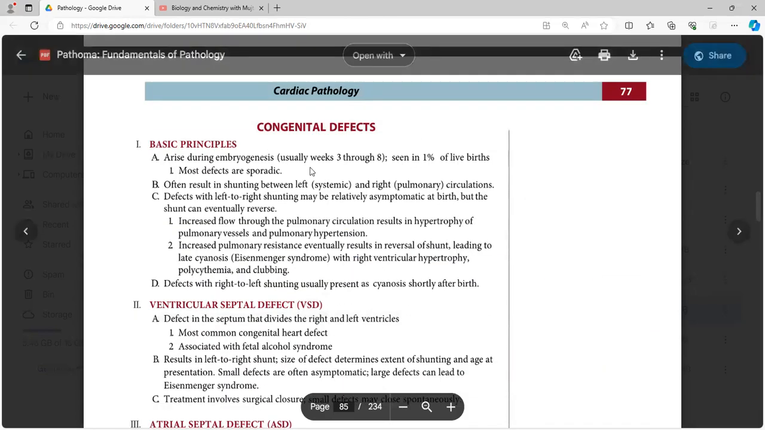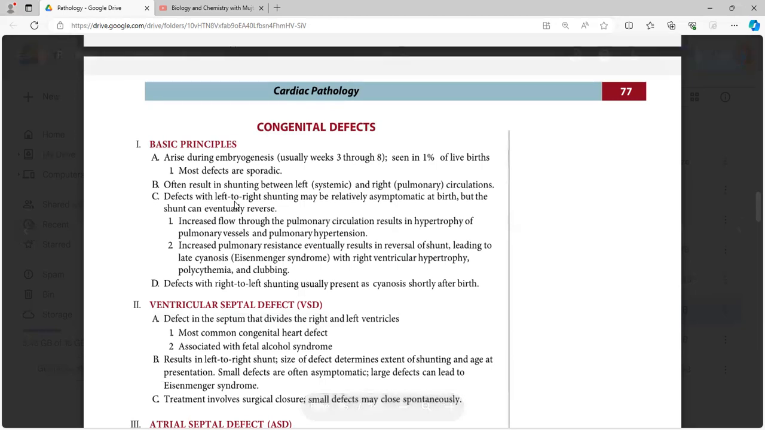Now we'll be discussing the major congenital defects which happen at birth. There are two types of shunting: left to right shunting and right to left shunting. In right to left shunting, the cyanosis is visible at early birth and thus it is easily recognizable. However, left to right shunting may be diagnosed a few years after birth since there isn't immediate cyanosis. Why is there cyanosis in right to left shunting?